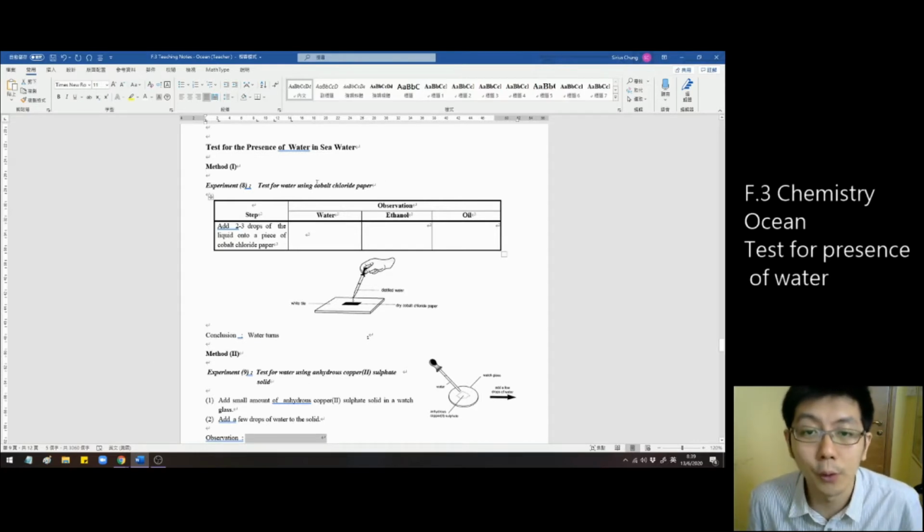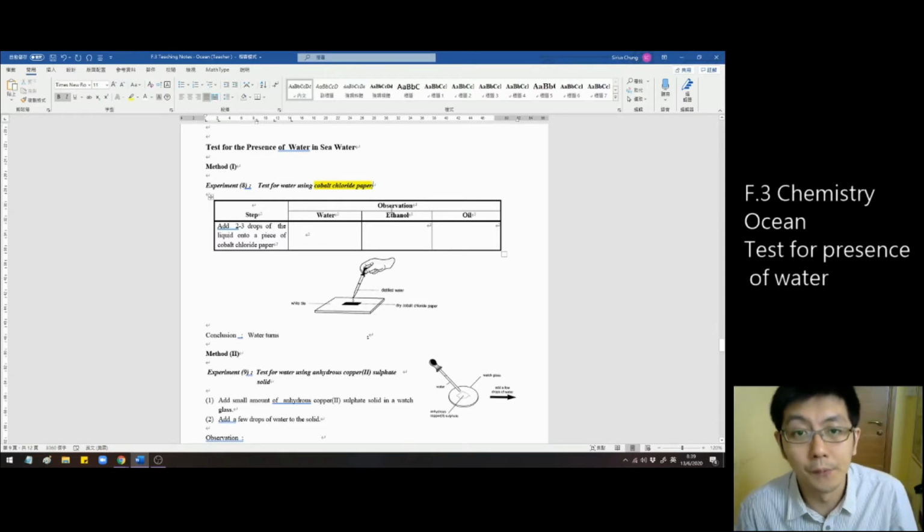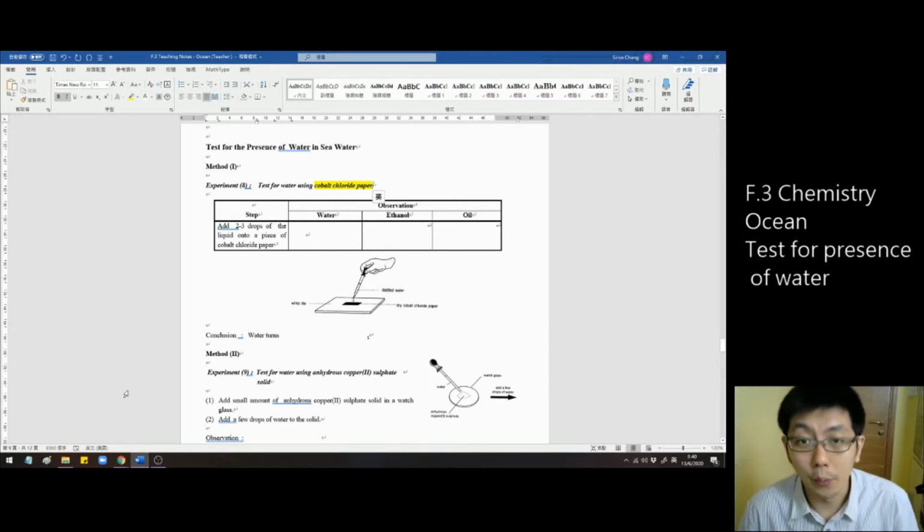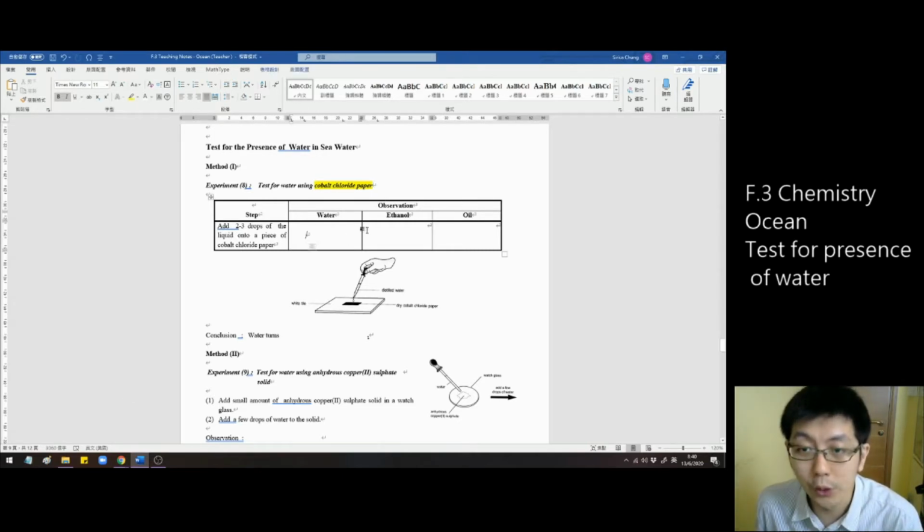So in Form 2, you have learned this cobalt chloride paper. We use cobalt chloride paper to test for the presence of water. So let's recap of the chemical tests. Let's see what will happen. The following will be the recap of the use of cobalt chloride paper to test for the presence of water. We will add the cobalt chloride paper into 3 different samples: water, ethanol, a kind of alcohol, and also oil, to see what will be the observable change.